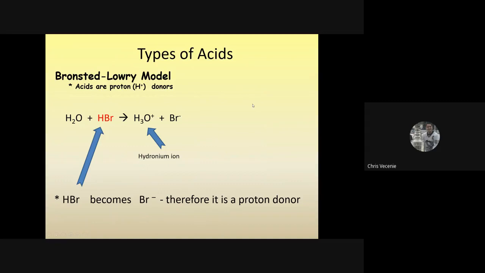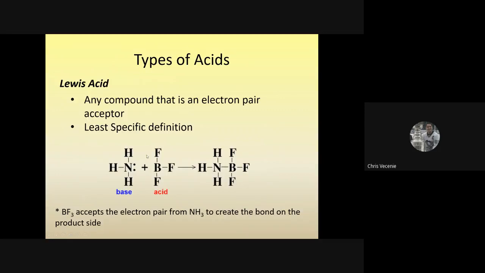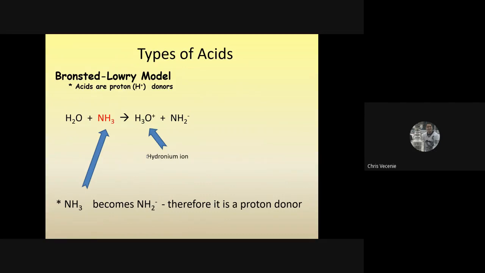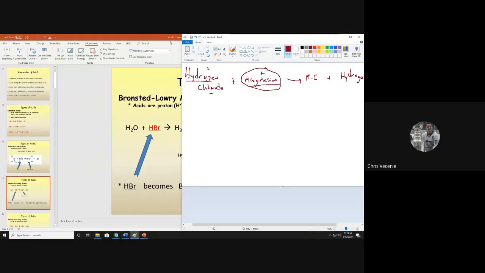If we wanted to look at one that wasn't, we would look at this one. We take NH3, and NH3 turns into NH2 negative, so it's missing a proton, so it's a proton donor. It gives it to the water, so it makes H3O plus. So because there's the hydronium, it is also an Arrhenius acid, as was this one, the HBr. To show you one that isn't, I would do something like this.